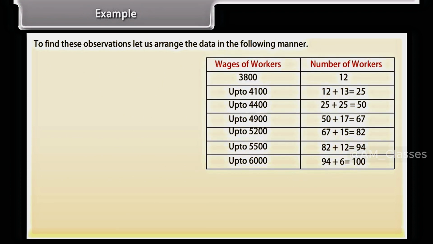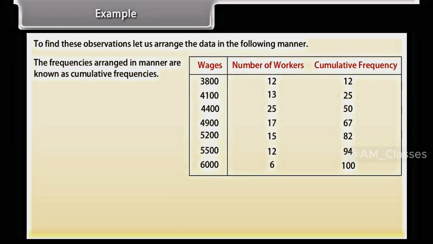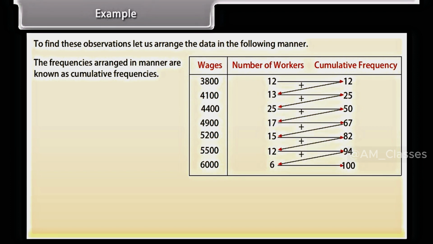In this, we have written the total number of workers who are taking wage up to 3800, up to 4100, up to 4400, up to 4900, up to 5200, up to 5500, up to 6000. The frequencies arranged in the above manner are known as cumulative frequencies. The table shown tells you how to calculate the cumulative frequency column quickly.